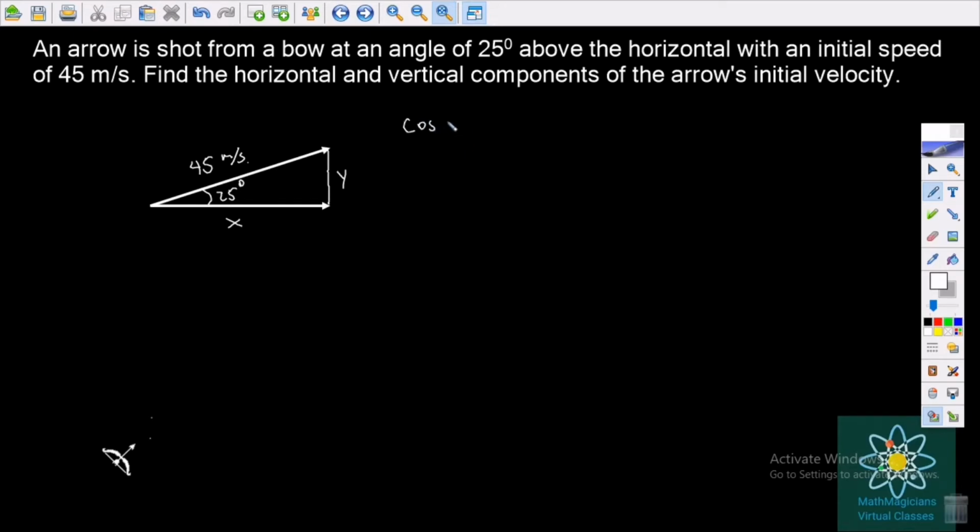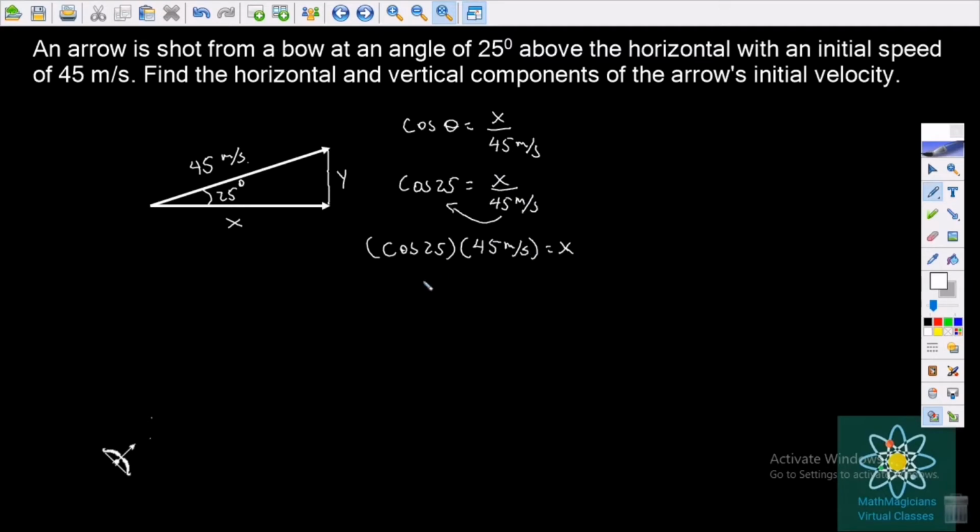Cosine of the angle, in this case 25, is equal to the adjacent over the hypotenuse, which is x over 45 meters per second. Since we know that the angle is 25, we can substitute: cosine of 25 is equal to x over 45 meters per second. We send the 45 meters per second to the other side as a multiplication. Cosine of 25 times 45 meters per second is equal to the x component, the horizontal component. This was to isolate x.